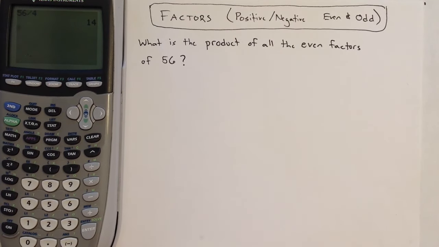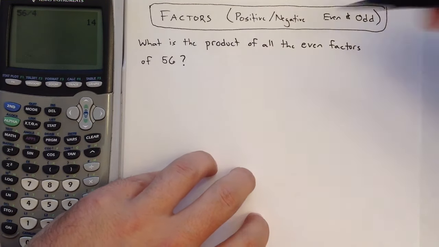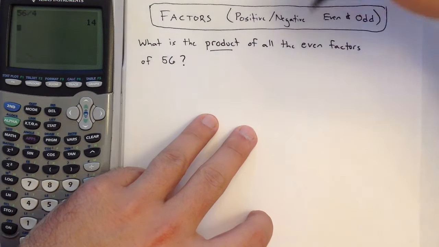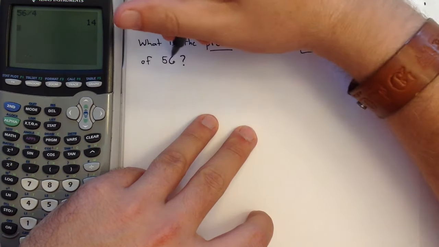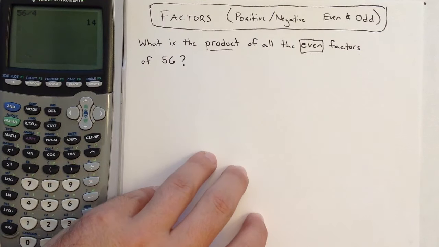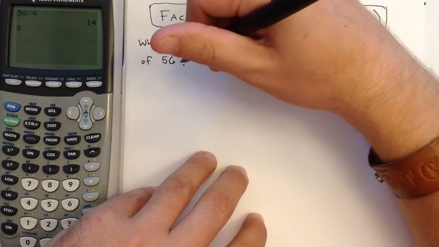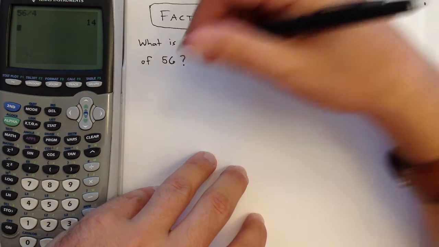In this video, we're going to talk about how to find factors of a number, and then what the words positive, negative, and even and odd mean. In this question, it says, what is the product of all of the even factors of 56? So in this case, I'm going to try to find first the factors of 56, and then we'll take care of the rest of the problem.